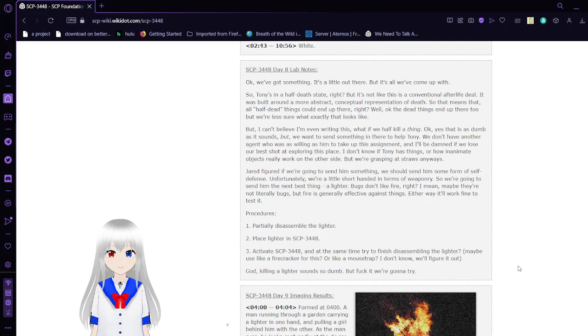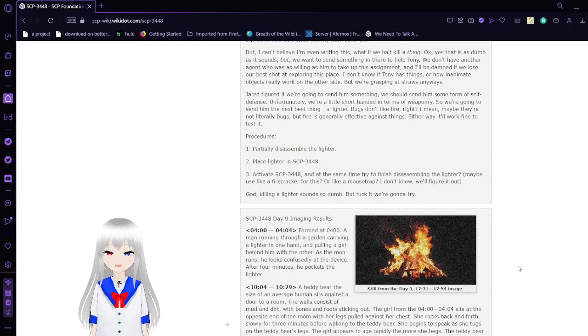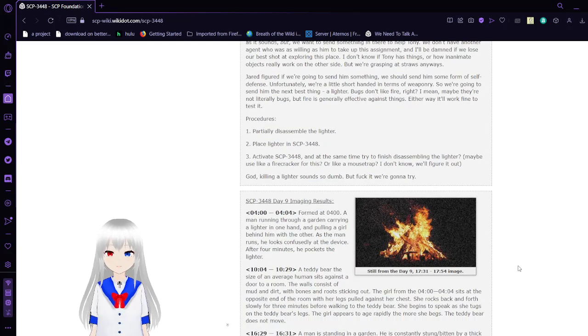Unfortunately, we're a little short-handed in terms of weaponry, so we're going to send him the next best thing, a lighter. Bugs don't like fire, right? I mean, maybe they are not literally bugs, but fire is generally effective against things. Either way, it'll work fine to test it. Procedures. 1. Partially disassemble the lighter. 2. Place lighter in SCP-3448. 3. Activate SCP-3448 at the same time.